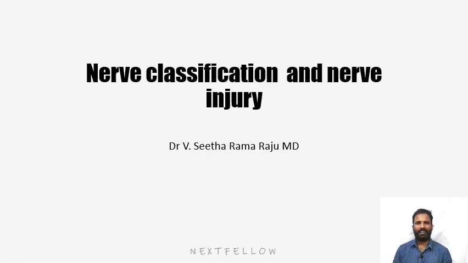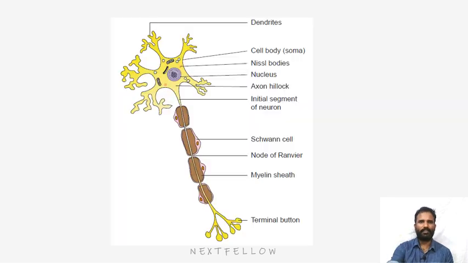Hi guys, today's topic is classification of nerves and grading of nerve injury. Before going to the classification, we'll talk about the basic structure of the nerve. For the basic structure of the nerve, we should know the basic unit, that is the neuron.